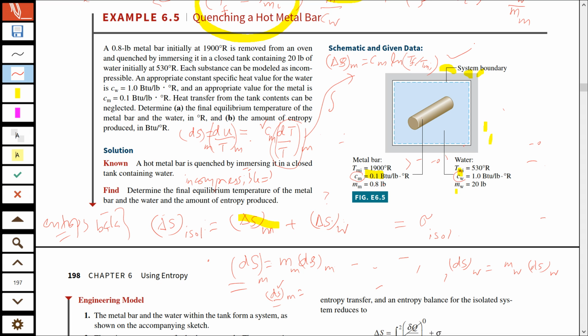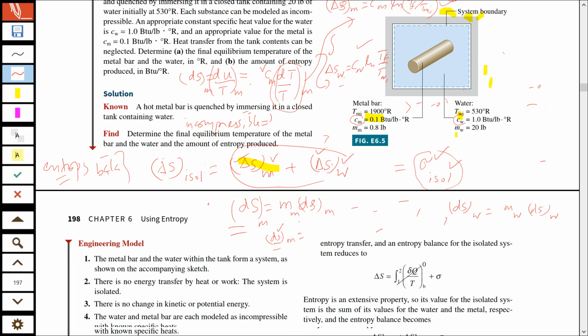I got the answer. If I follow the same reasoning, delta S for water will be C water times log of Tf over T Wi. So I can now add these two, and this sum will give me the entropy produced, because entropy produced for the whole system is just the sum of two entropies. Entropy is an extensive property. That is something you can do yourself.